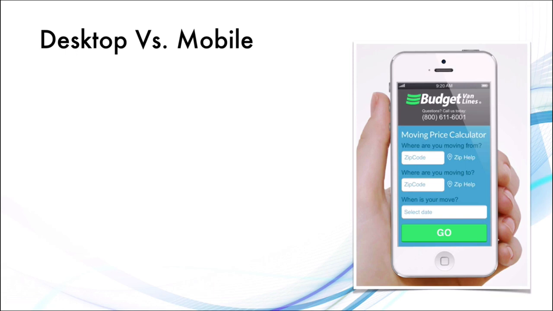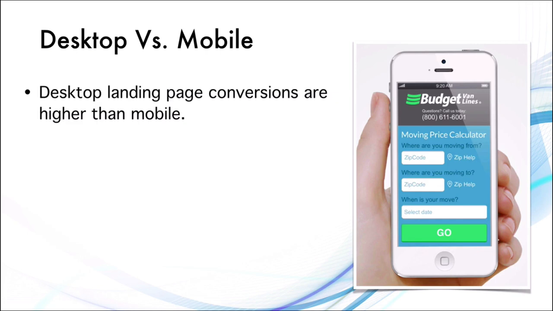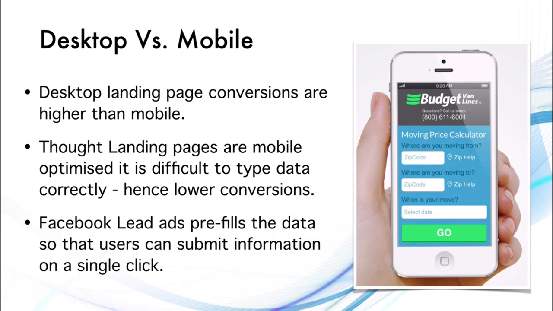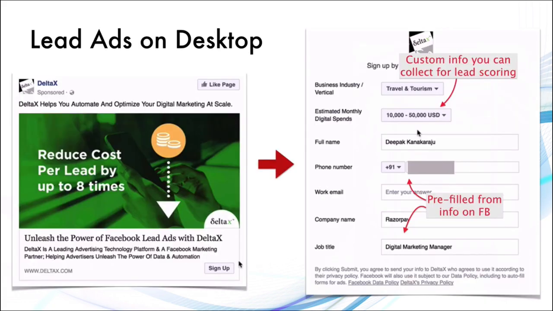When you look at desktop versus mobile ways of generating leads with landing pages, usually on desktop it is easier to type in because people are using a keyboard on a desktop or laptop. But on mobile, it will look like this, where there is some information to be entered on a phone, and it's usually very difficult to enter that information. So generally, desktop landing page conversions are higher than mobile. Though landing pages are mobile optimized, it is difficult to type data correctly, and hence there will be a lot of low conversions. So Facebook lead ads pre-fills the data so that the user can submit information on a single click. This is how Facebook lead ads show on desktop.